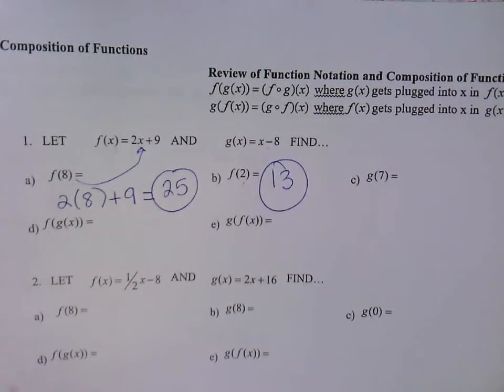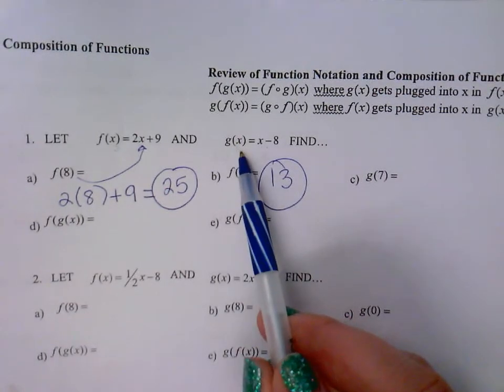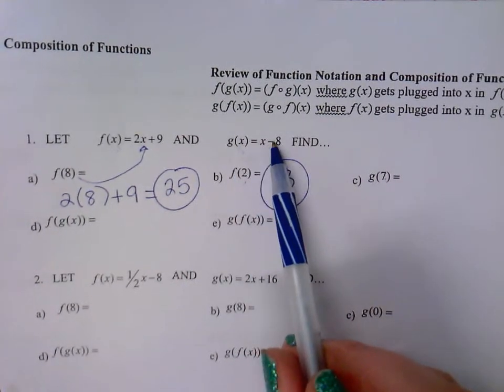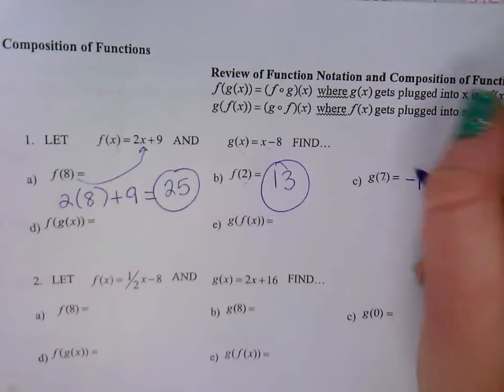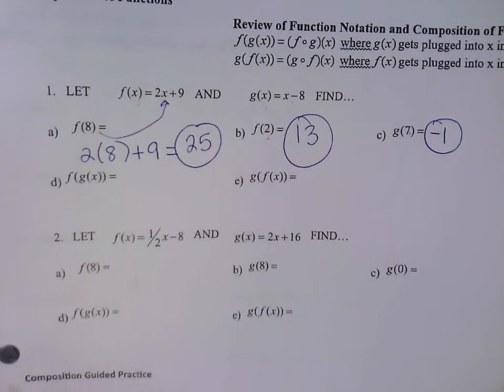So g of 7, that just says, hey, now you're going to use the g function. You're going to plug in 7 and see what you get. 7 minus 8 is -1. So you've done that before. That's just evaluating functions.